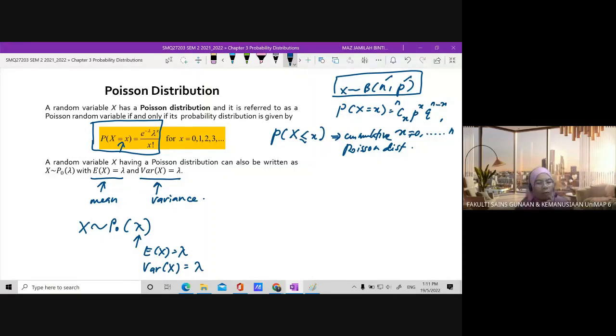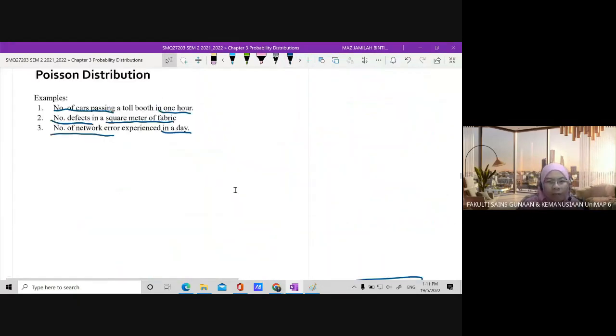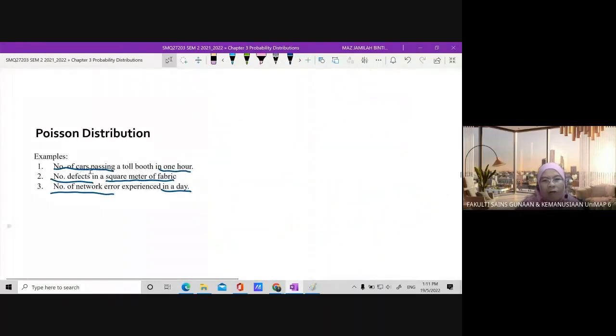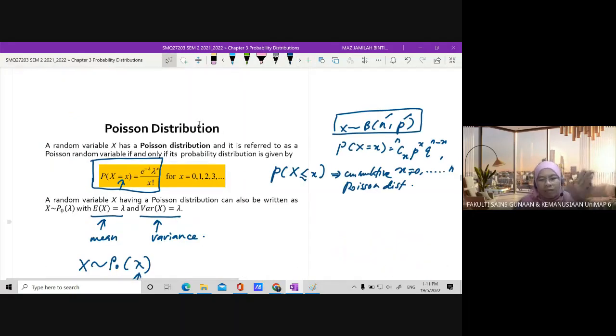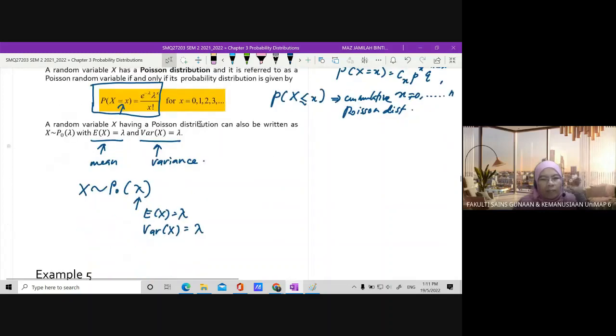Why lambda? Go back to your example just now, the number of cars passing a toll booth. So there will be one exact value. In 1 hour, how many cars pass through the toll booth? Or for the number of defects in 1 square meter of fabric, how many defects? So an exact value. All these reflect your lambda. So the Poisson distribution is much simpler compared to binomial.